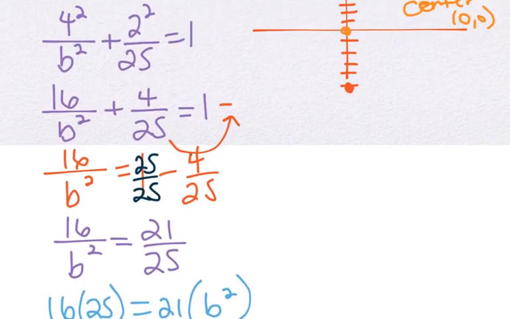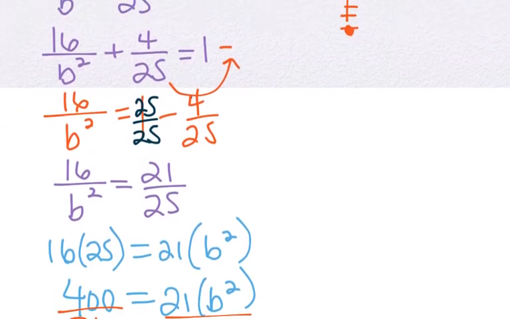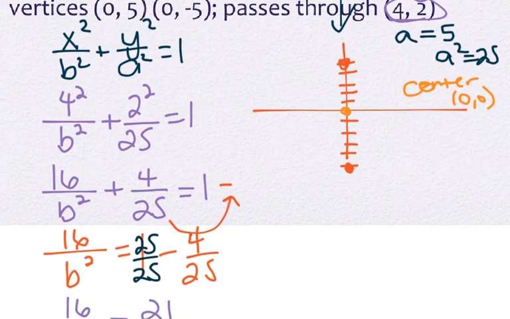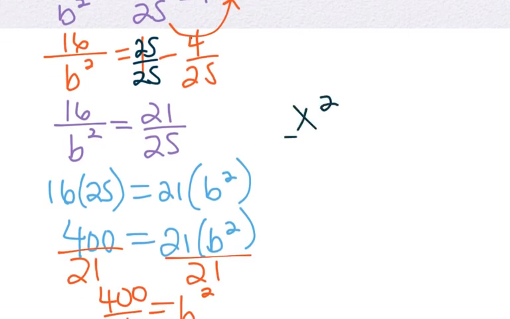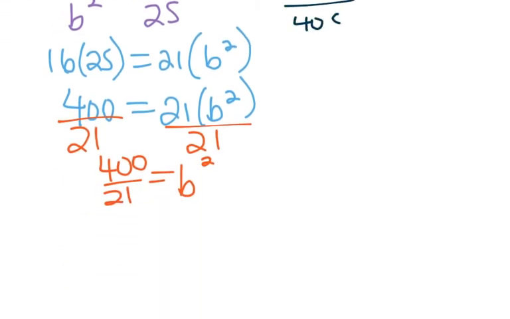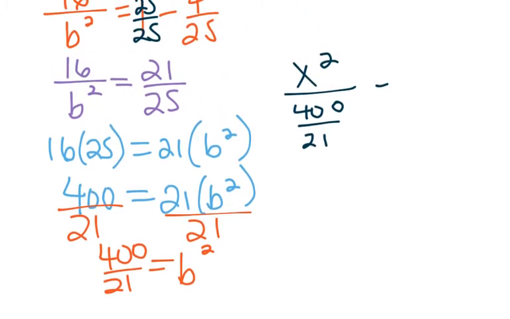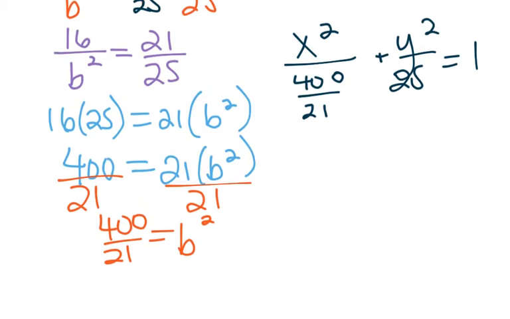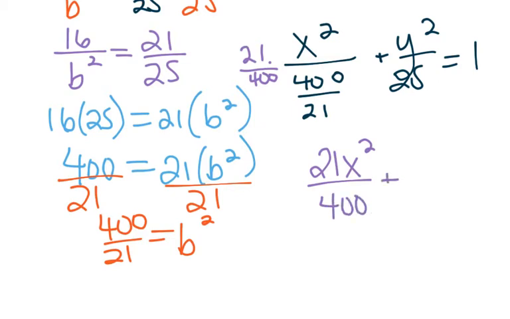So I go back up. I know my a squared was 25, and it went under the y. So x squared over 400 over 21, which is b squared, plus y squared over 25 equals 1. Now I can't leave the fraction within the fraction. So dividing by a fraction is the same thing as multiplying by its reciprocal. If I just flip this, I'd get 21x squared over 400 plus y squared over 25 equals 1.